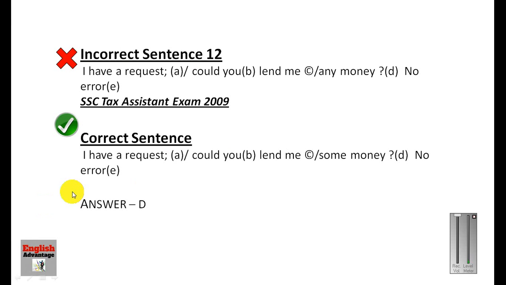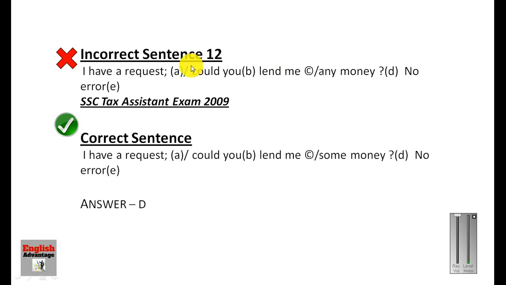Now let us see the next question. I have a request. Okay, this is till here. This is correct. Could you lend me any money? See, this is a question related to any and some. Some is used in affirmative sentences, and any is used in negatives and questions. So this is also a question, but at the same time, this is a request.